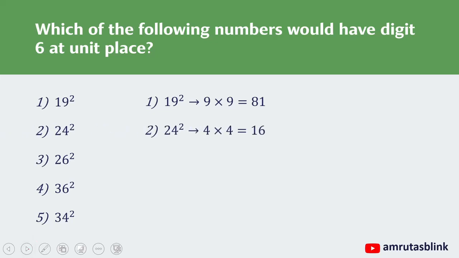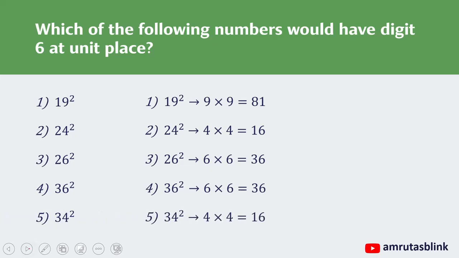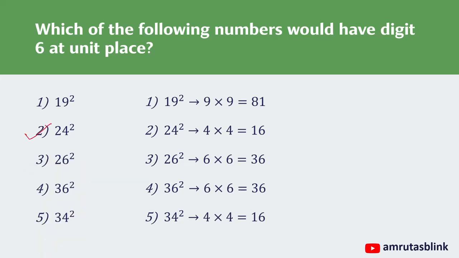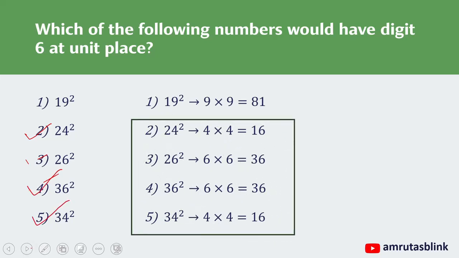Then we have 24 square. Now in 24 square, 4 into 4 is 16. So unit digit of this 24 square will be 6. Now 26 square. We know that 6 into 6 is 36. So again here also unit digit will be 6. 36 square, again 6 into 6 is 36. So unit digit will be 6. And the last one is 34 square. 4 into 4 is 16. So again unit digit is 6. Hence we can say that in 24 square, 26 square, 36 square and 34 square unit digit is 6. So number 2, 3, 4 and 5 is our answer.